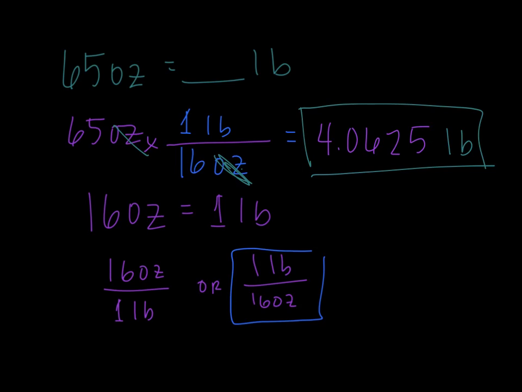But if you had to report your answer to the correct number of significant figures, in my class I give bonus points for that. So I've got 2 significant figures in my number given to me. I have a 6 and a 5. And so my answer has to be reported to 2 significant figures. And so my answer should be 4.1 pounds. All right. Okay, let's do another one.